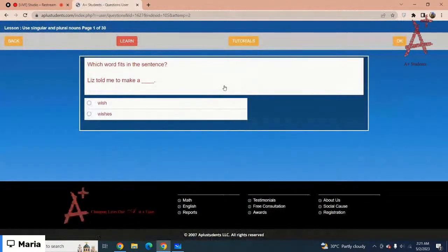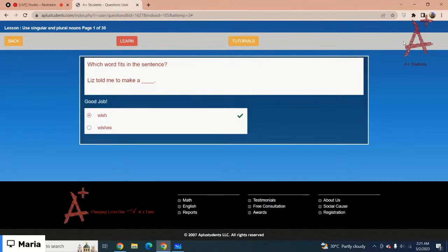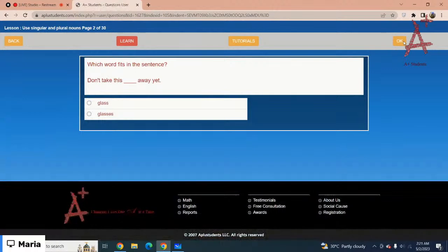Liz told me to make a. Now you can see the word a. A is used for the singular. So you have to select the word that is singular. So Liz told me to make a wish. Don't take this dash away yet. This is used with singular things, with just one thing. So it would be don't take this glass away yet. Not glasses, just a glass.